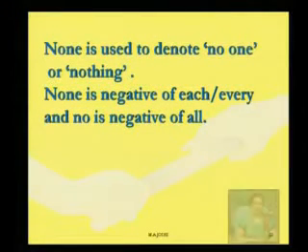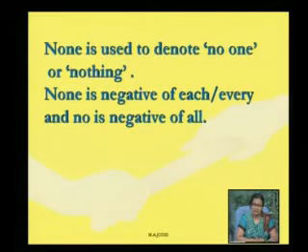None is used to denote no one or nothing. None is the negative of each and every, and no is the negative of all. When we have to make the negative of a sentence using all, then we can use no. For example, all tulip flowers are of yellow color, and to make it negative: no tulip flowers are of red color, or of any other color than yellow.